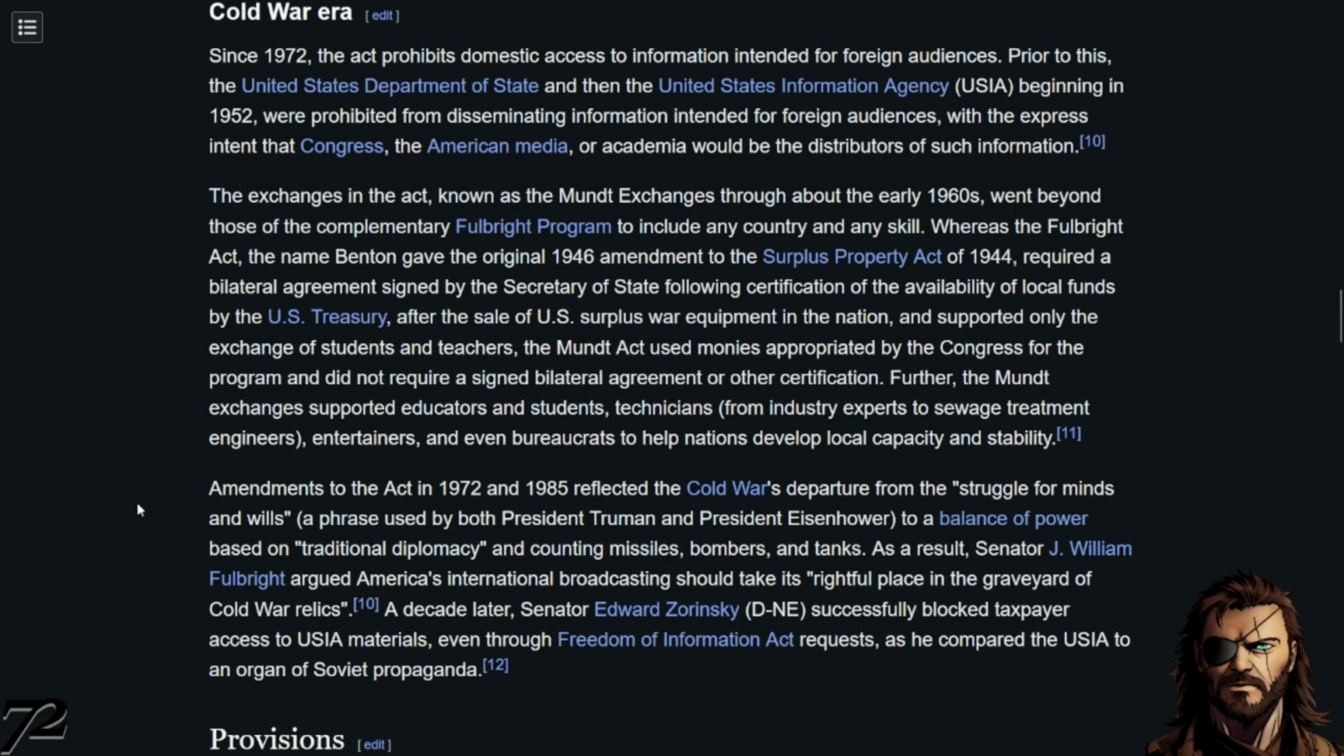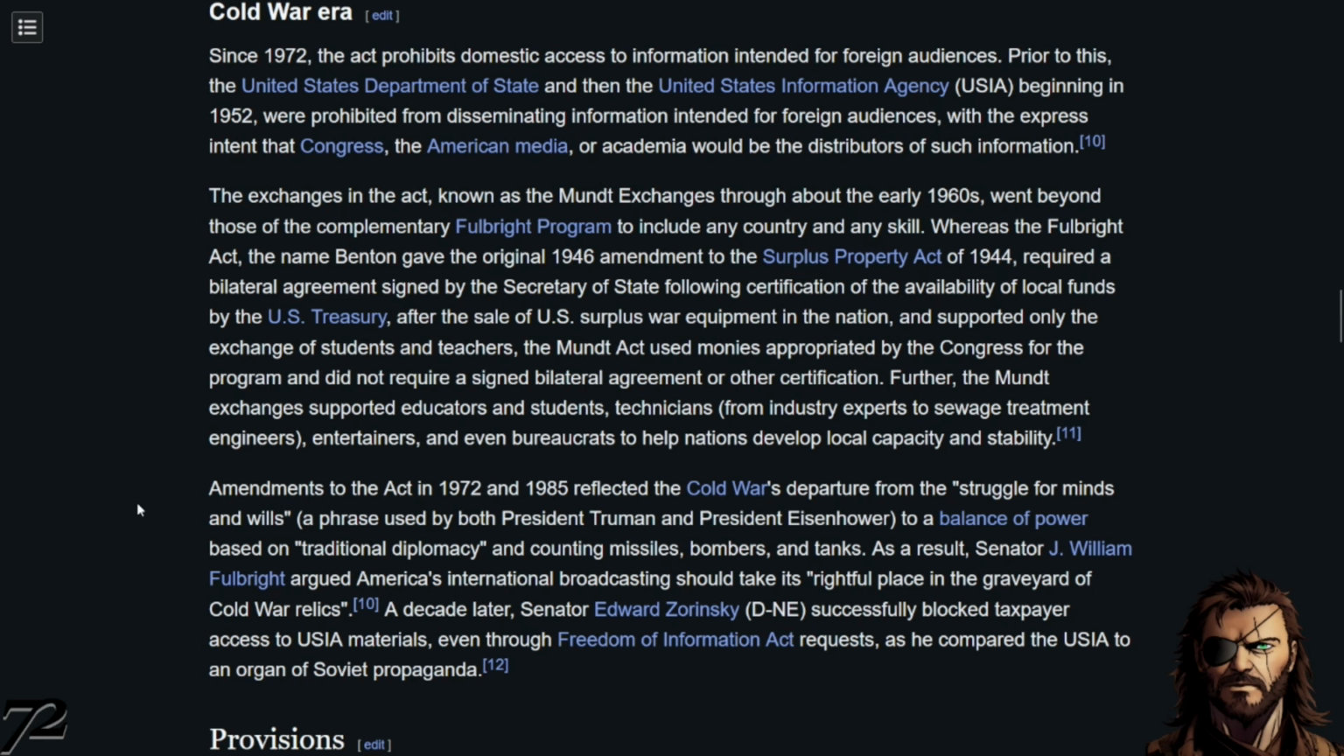The exchanges in the Act, known as the Mundt exchanges through the early 1960s, went beyond those of the complementary Fulbright program to include any country and any skill. Whereas the Fulbright Act, the name given to the original 1946 amendment to the Surplus Property Act of 1944, required a bilateral agreement signed by the Secretary of State following certification of the availability of local funds by the U.S. Treasury after the sale of U.S. surplus war equipment in the nation, and supported only the exchange of students and teachers.